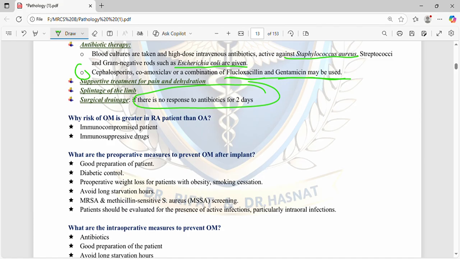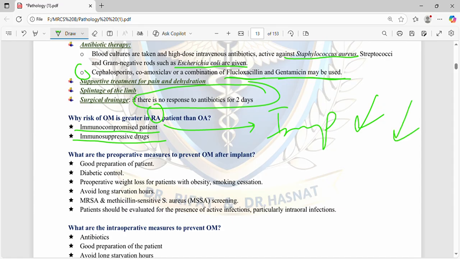Why is the risk of osteomyelitis greater in rheumatoid arthritis patients than osteoarthritis? Because patients with rheumatoid arthritis are immunocompromised; they take immunosuppressant drugs like methotrexate. Rheumatoid arthritis is an autoimmune disease, so there is immunosuppression also, plus they take immunosuppressive therapy.